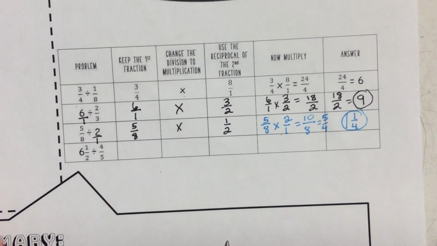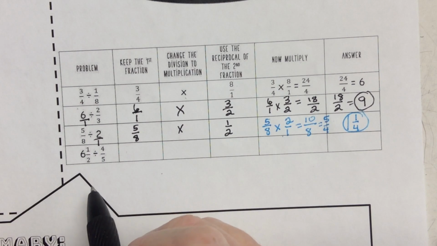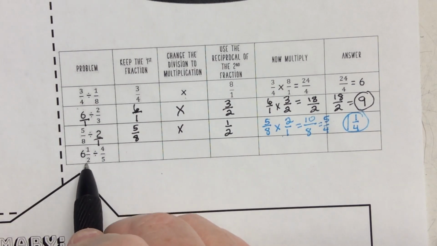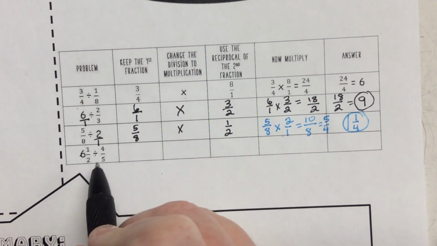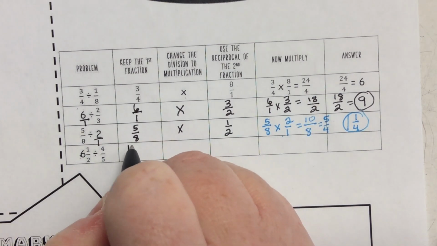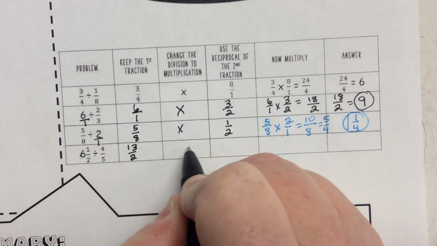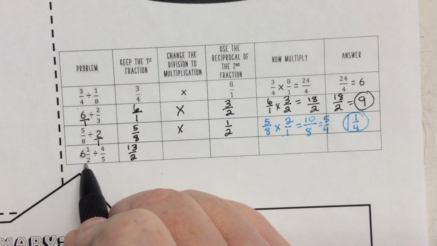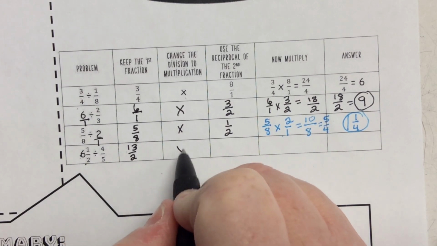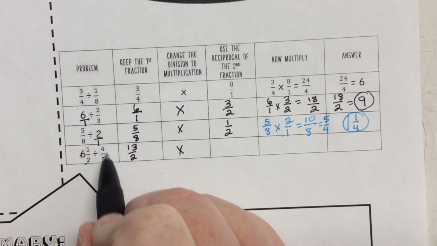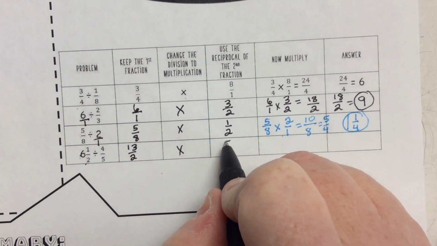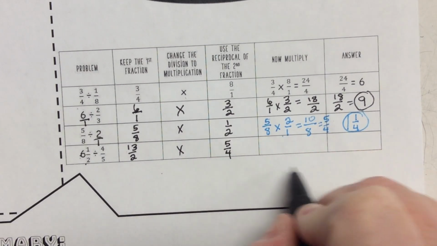All right, last one here. 6 1/2 divided by 4/5. So I need to make this improper. 6 times 2 is 12, plus 1 is 13/2. Okay, all I did was make it improper. I did not flip this. Times 4/5. I need to flip that one. 5/4. So now I'm going to write it over here.